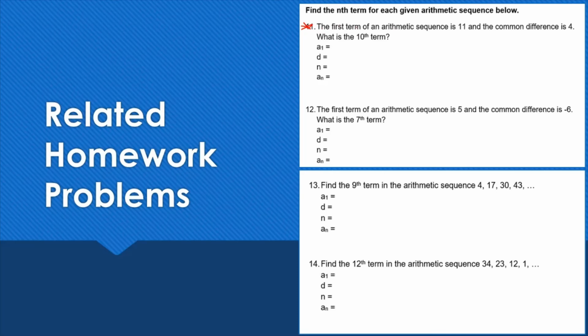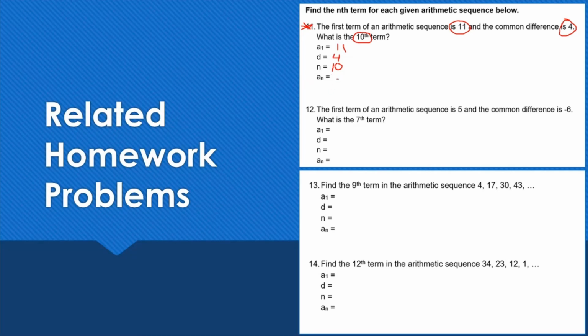The problem is: the first term of an arithmetic sequence is 11 and the common difference is 4. What is the 10th term? So we need to use this information. We'll find that a sub 1 is equal to 11. Then d is the common difference, so that would be equal to 4. n is right here; we're asked what is the 10th term, so we got 10. I want to make a note here as well that these are not all the same terms if you look down, so just make sure you're not putting 10 for n every time.